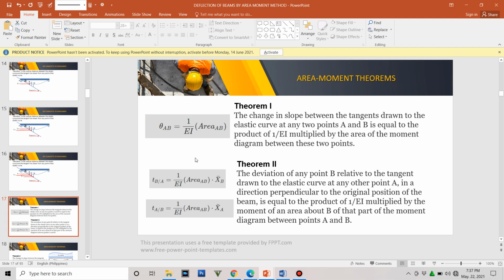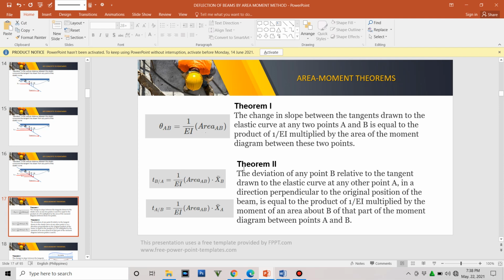Theorem 1: the change in angle between A and B, ito yung theta AB, is equal to 1 over EI times the area of the moment diagram between the 2 points. Okay? So, yung nasasakupan ng AB, yun yung kukumputin mo ng area. Anyway, na-practice naman natin on our moment diagram by parts how to compute for the area of the moment diagram.